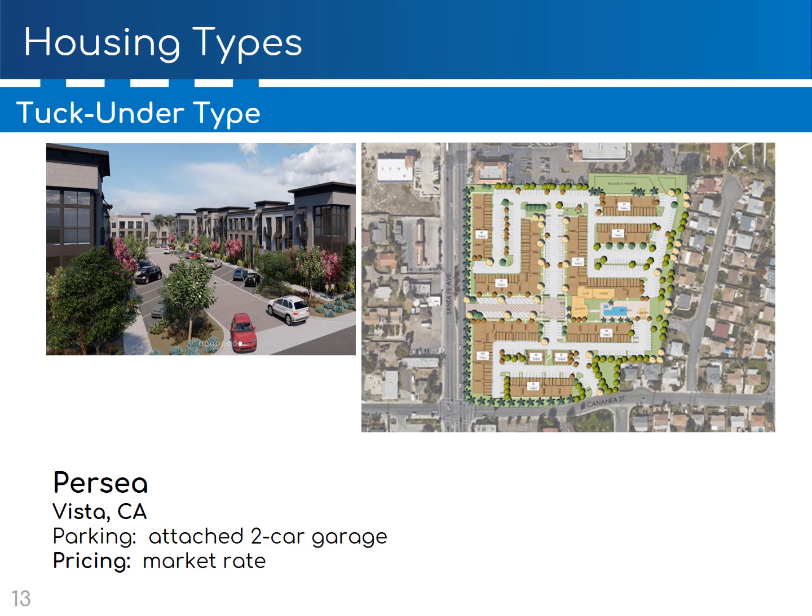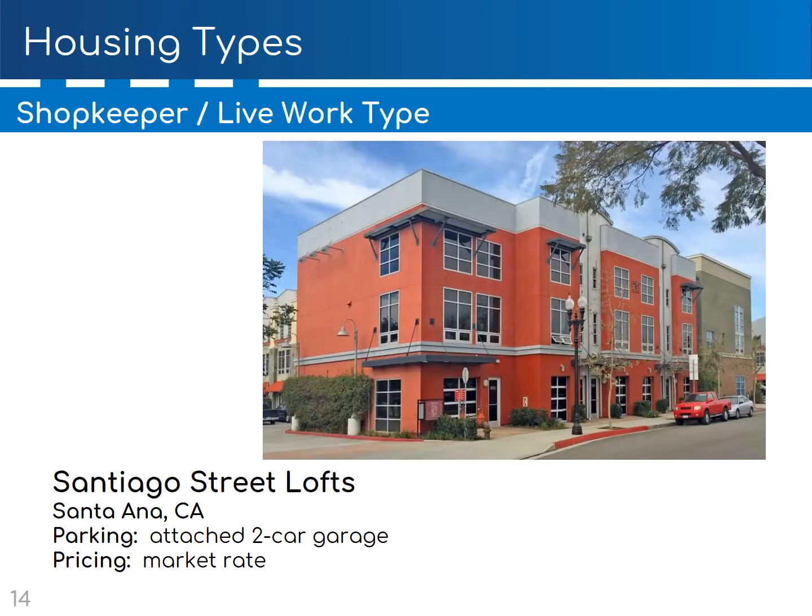The Persea project in Vista, California is a for-rent tuck-under type with garden and townhome-style apartments placed on a larger property. As you can see from the site plan on the right, the project utilizes a landscape and surface parking to buffer the adjoining single-family residences. Parking at Persea is provided either in surface areas or individual residential garages.